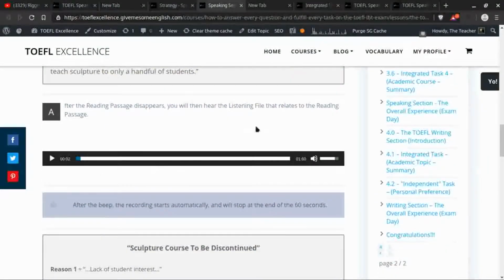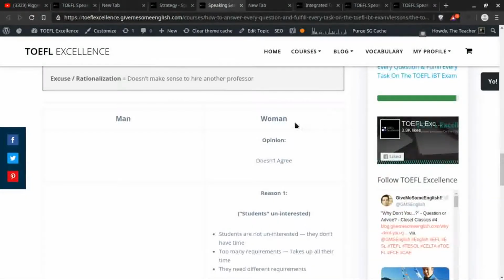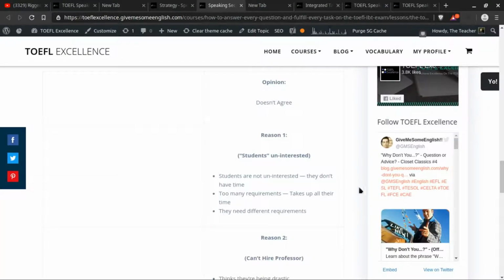And then you will listen to the people speak about it, and one of the people will always have a problem with the change. So basically what you're doing here in your notes is you just have to write down what the problem is, the reasons for the problem, and then in another part of your notes, you just have to write down what the person's opinion is, because if you remember from the summary video, this is the most important part. You have to state what the person's opinion is, the person who has the problem with the problem. And then you have to explain why they have that opinion.